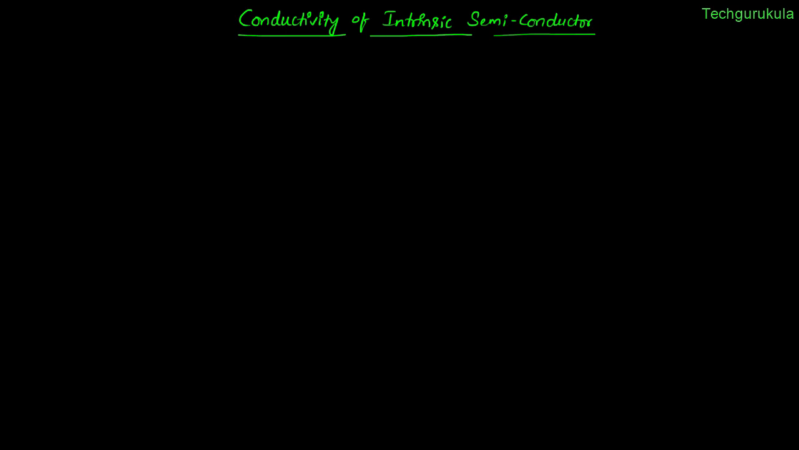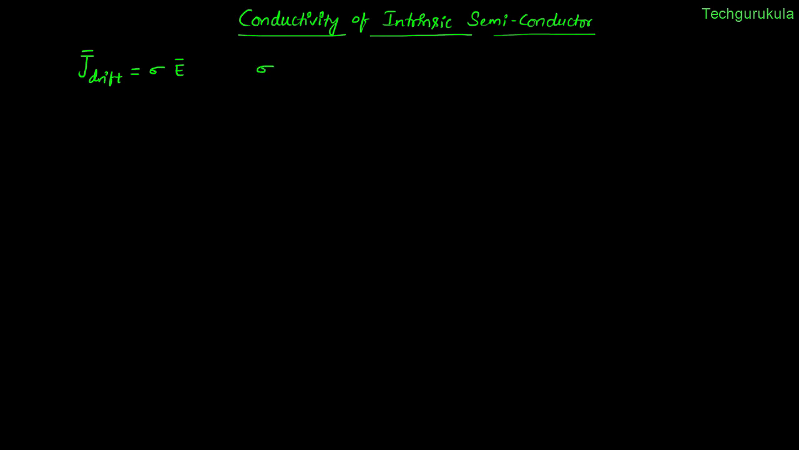In this video, we're going to talk about conductivity of intrinsic semiconductor. We have seen the drift current in semiconductors, which is represented by J drift, and as it is a vector, we represent it with a bar, which is given by sigma times E bar, where E is the electric field applied. Now, sigma is the conductivity of the semiconductor.